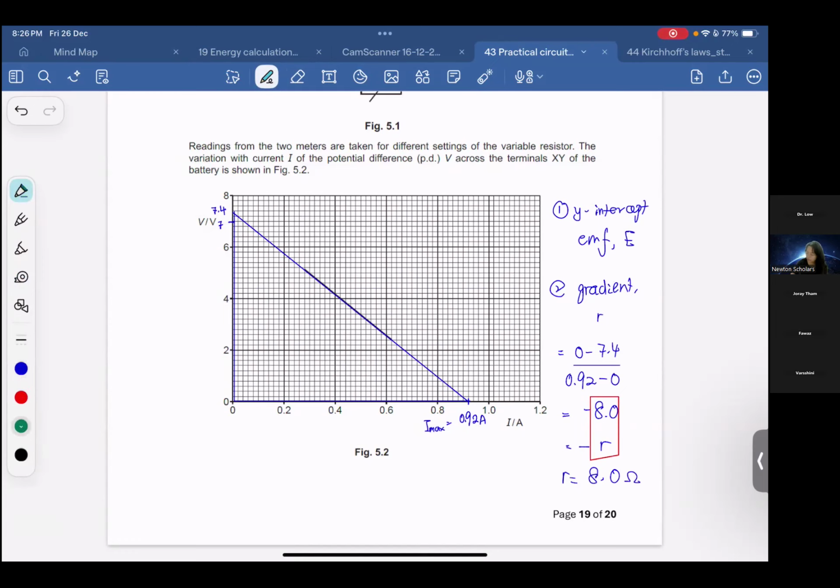Here I want to emphasize, 8.0 is two significant figures. If you study the answer scheme, they never have one significant figure. There are always two significant figures. This is two to three, a suitable number of significant figures.